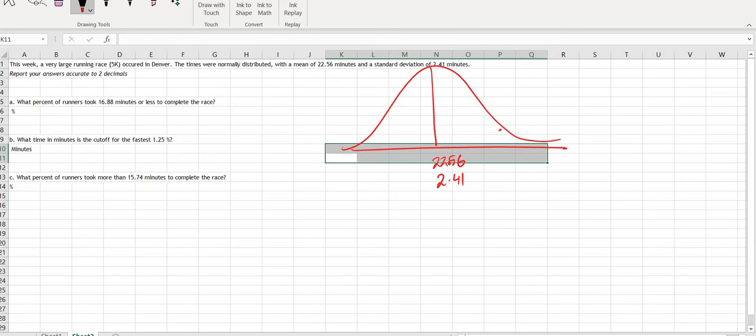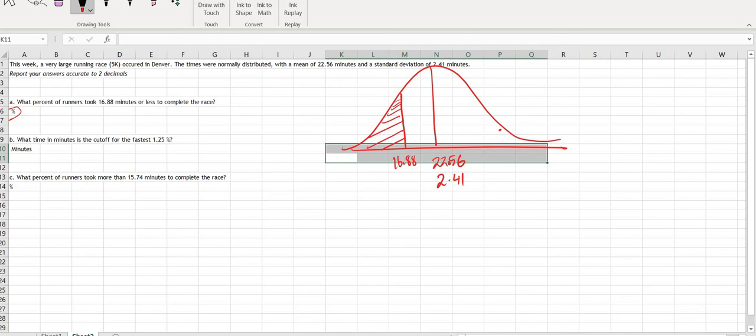16.88 minutes or less. 16 is approximately here. So 16.88. I want to find the percent. So the percent is the area under the curve. This is equivalent to the probability, equivalent to the proportion, etc. So 16.88 or less is this area right here. So that's what we're looking for. And notice that we have a percent here, so the answer needs to be reported in a percentage format.